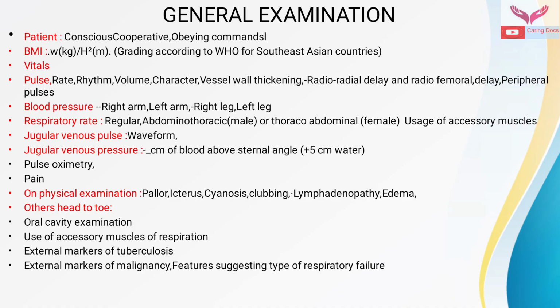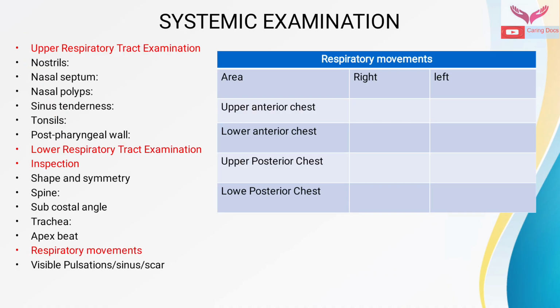On physical examination, we have to check for pallor, icterus, cyanosis, clubbing, lymphadenopathy, edema. Oral cavity examination, accessory muscle use examination, external markers of tuberculosis, malignancy, and any other feature suggestive of respiratory failure. In systemic examination, for upper respiratory tract examination, we will check the nostrils for any DNS, polyps, sinus tenderness, tonsils, and posterior pharyngeal wall.